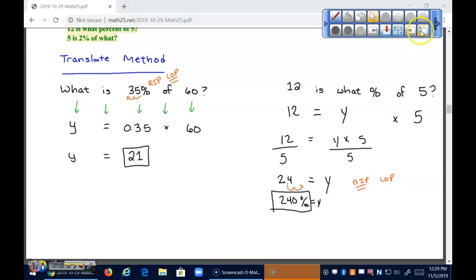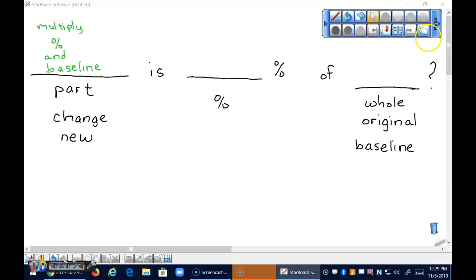So if I go back to my thing, then if I am missing the percent, I want to do new divided by baseline. And I have to do it in that order. If I switch them around, the result isn't the same. 12 divided by 5 isn't the same as 5 divided by 12.